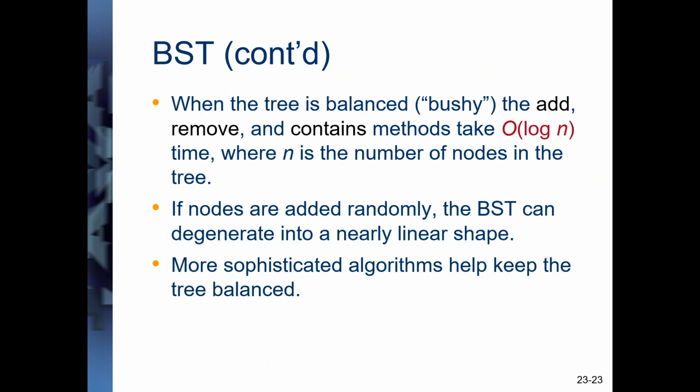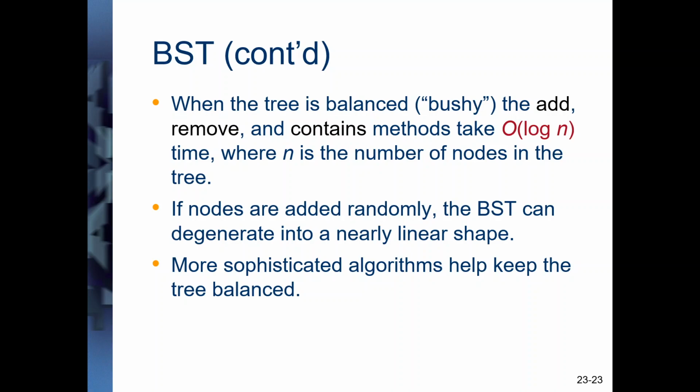All right, so when a tree is balanced, add, remove, and contains will take on the order of log n, and it'll actually be log base 2. So that's pretty fast when you're looking for something. You do have to be aware that if you add nodes randomly from a set where you're trying to create a binary search tree, you can get a binary search tree that might degenerate into looking more and more like a single linked list.